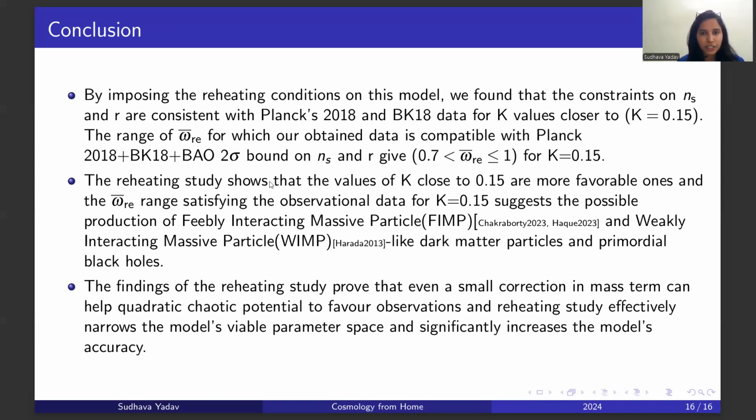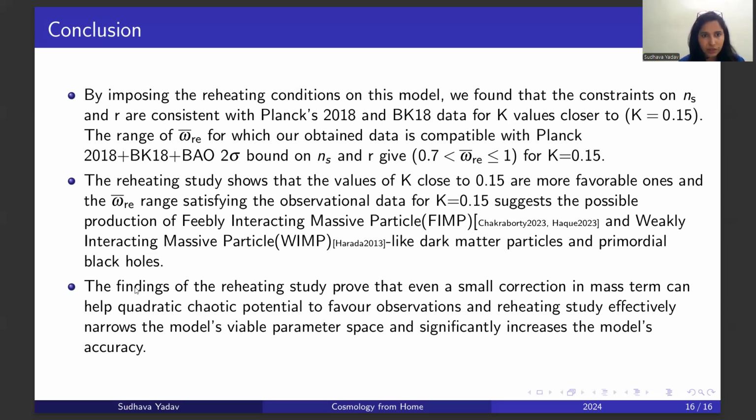The reheating study shows that values of k close to 0.15 are the more favorable ones, and the omega RE range satisfying the observational data for k equal to 0.15 suggests the production of dark matter particles, that are feebly interacting massive particles, FIMP, and weakly interacting massive particles, WIMP. There may also be production of primordial black holes. The elaborated study of the type of particles produced and the related study of reheating with particle production will be done in our future publications.